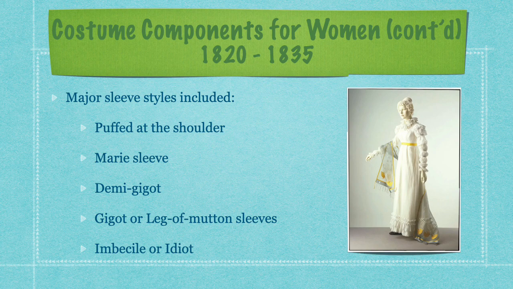The demi-gigot was full from the shoulder to the elbow, then fitted from the elbow to the wrist, often with an extension over the wrist. The gigot, also called leg of mutton sleeves, was full at the shoulder, gradually decreasing in size to the wrist where they ended in a fitted cuff. The imbecile or idiot sleeves were extremely full from the shoulder to the wrist where they gathered into a fitted cuff. The name imbecile was derived from the fact that its construction was similar to that of sleeves used on, sort of like, a straitjacket.